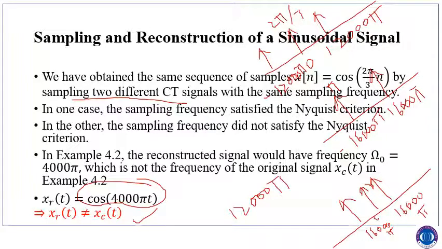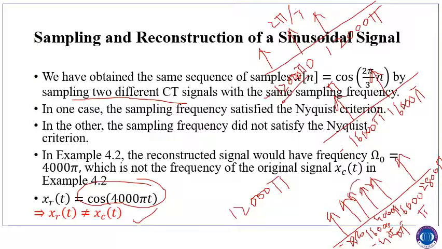So this is the first copy, which will appear at 4,000 pi. Now the upper copy will appear at 12,000 plus 16,000, that will be at 28,000 pi. Likewise for this, minus 12,000 plus 16,000, this will appear at minus 4,000 pi, okay, and then the other will be at minus 28,000 pi.